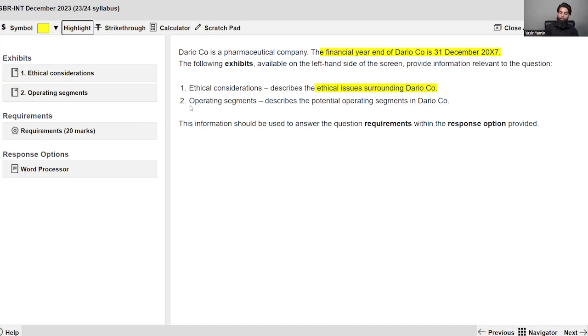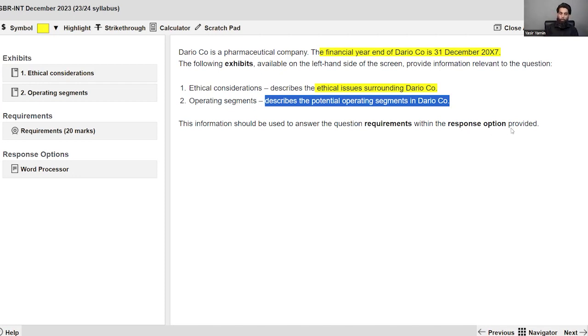Then your examiner wants you to talk on operating segments. The operating segments exhibit describes the potential operating segments in Dario company. This information should be used to answer the question requirements within the chosen response options provided.